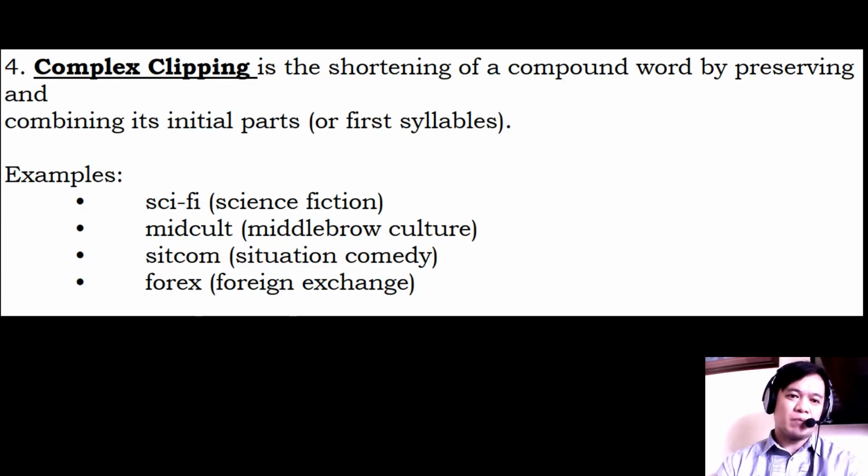And for the last type of clipping, we have number 4, complex clipping. It's the shortening of a compound word by preserving and combining its initial parts or first syllables. Examples: we have sci-fi, that is science fiction; we have mid-cult, middle-brow culture; we have sitcom, situation comedy; and we have forex, foreign exchange.